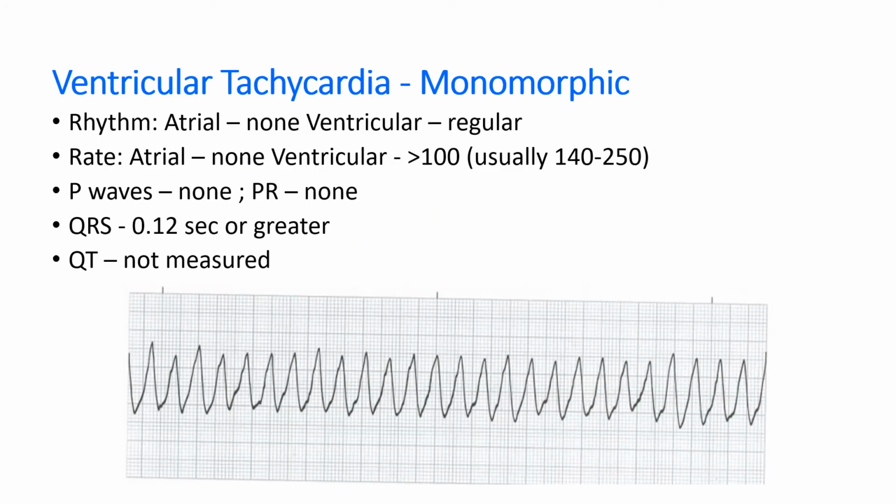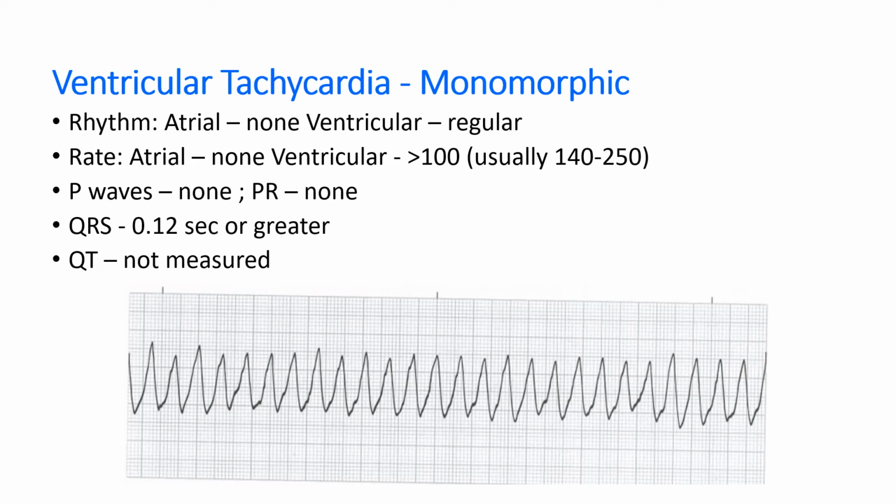Ventricular tachycardia, there are two different types. We're going to talk about the monomorphic. These ventricular beats are at a rate of 140 to 250, and you do not have P waves. So you have ventricular tachycardia, so you have no atrial rate. You just have a ventricular rate. The rhythm is usually regular. It's greater than 100, oftentimes 140 to 250. You have no P waves, so you cannot do a PRI, and your QRS is greater than 0.12 seconds. And your QT is not measurable because all you see are just QRSs going across the board.